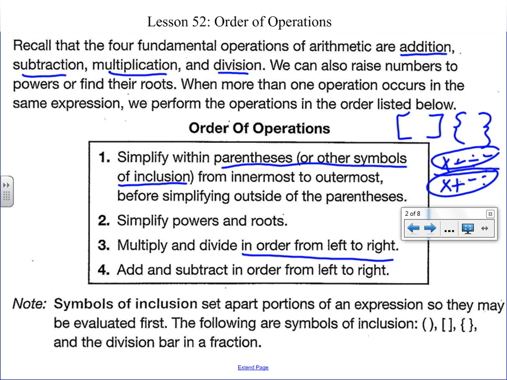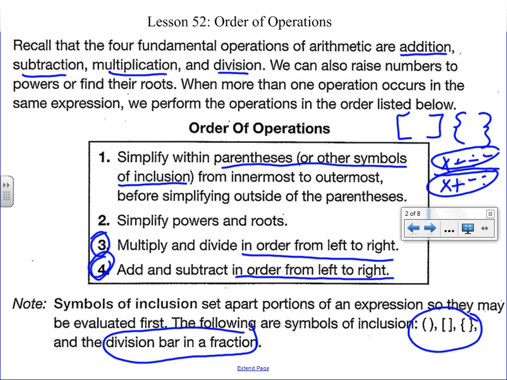Multiplication and division are in the same step. Same step. See, they're both here in step 3. Okay? And you work from left to right. They happen at the same time. And then step 4 is the same way, except addition and subtraction are worked in order from left to right. Okay, notice again, addition and subtraction are both number 4. It doesn't say add is 4 and subtract is 5. It's add and subtract from left to right. And then down here it just shows you, like I said before, your different symbols of inclusion, and here they include your division bar as a fraction. Okay.